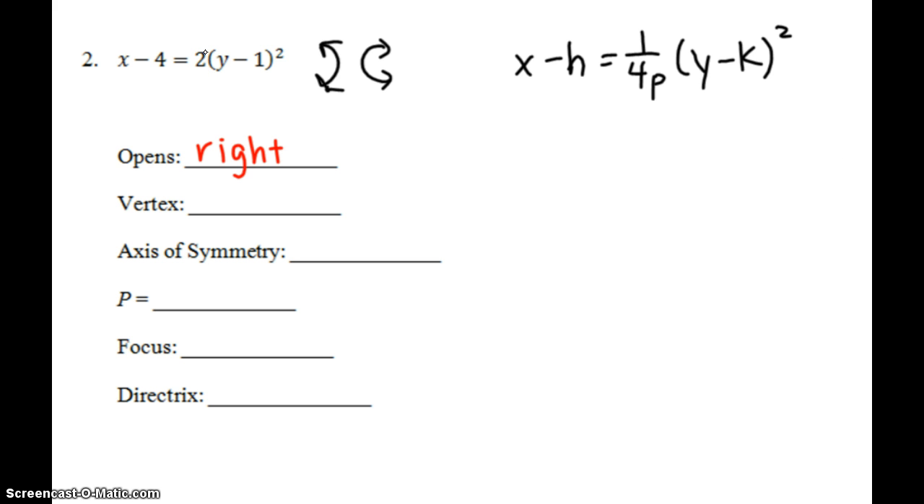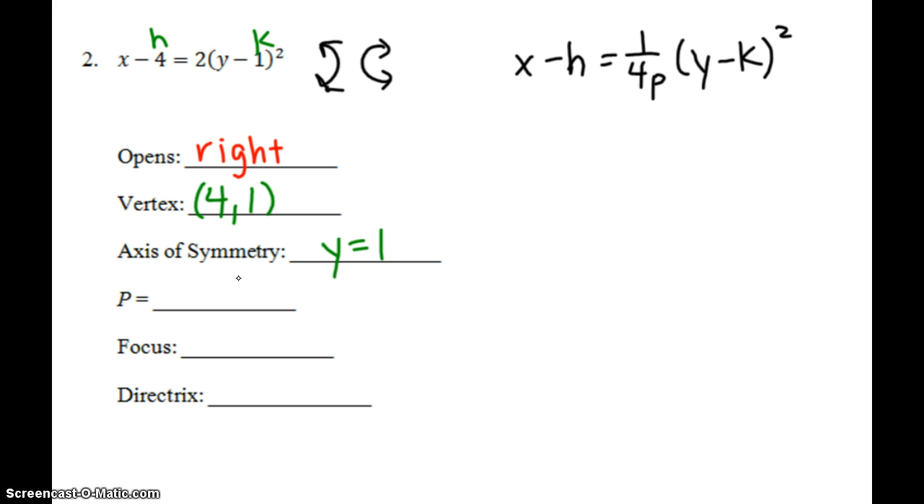Okay? Now, going back to the vertex, remember in the formula, this is h, this is k. H always sits next to x, while k sits next to y. So the vertex here will be 4, 1. Remember to change the signs because the negative is part of the formula. Alright, axis of symmetry here is going to be, not x, this is a horizontal, so it's going to be y equals and whatever your k value is. So that's 1. Oops, and I wrote k.